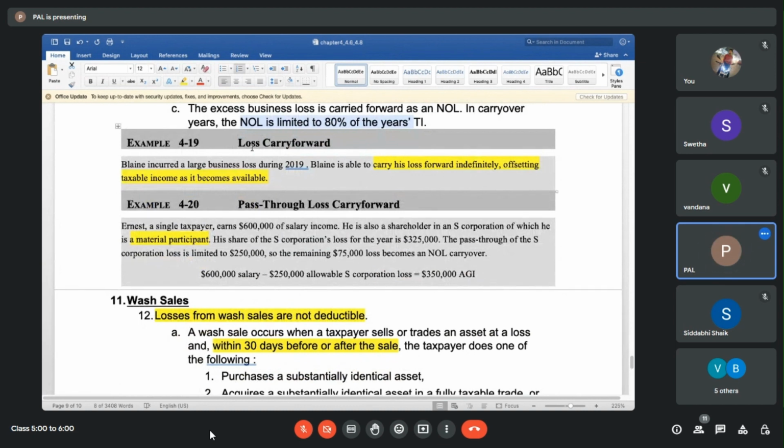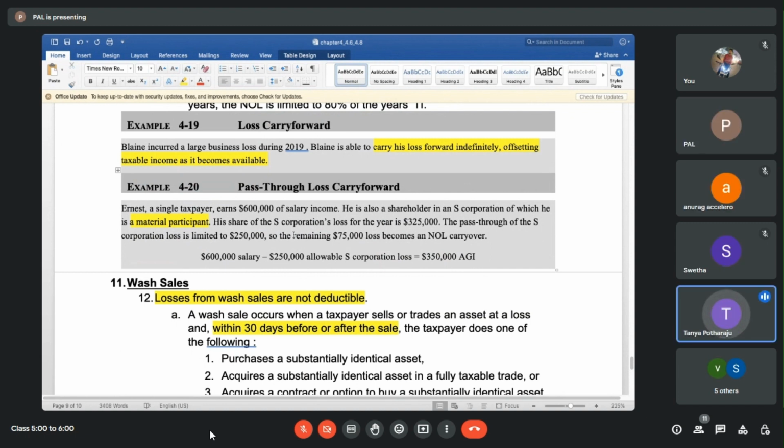Anurag, loss carry forward. Loss carry forward. Blaine incurred a large business loss during 2019. Blaine is able to carry his losses forward indefinitely, offsetting taxable income as it becomes available. Right. Tanya, you want to go through 4.20 and also explain it?